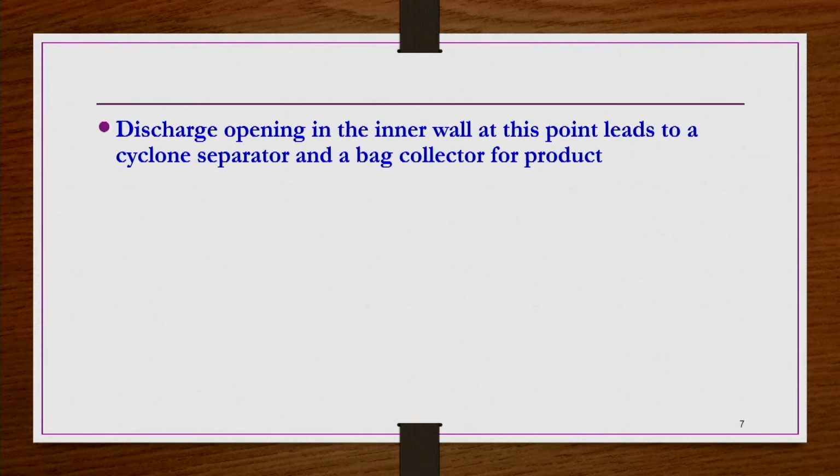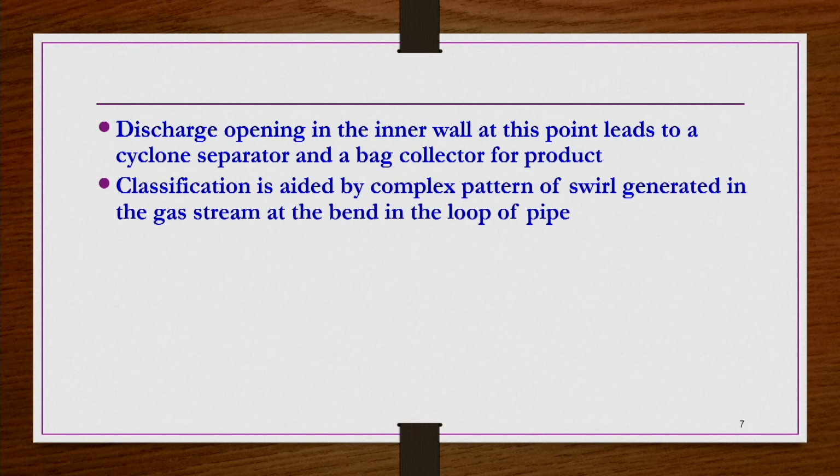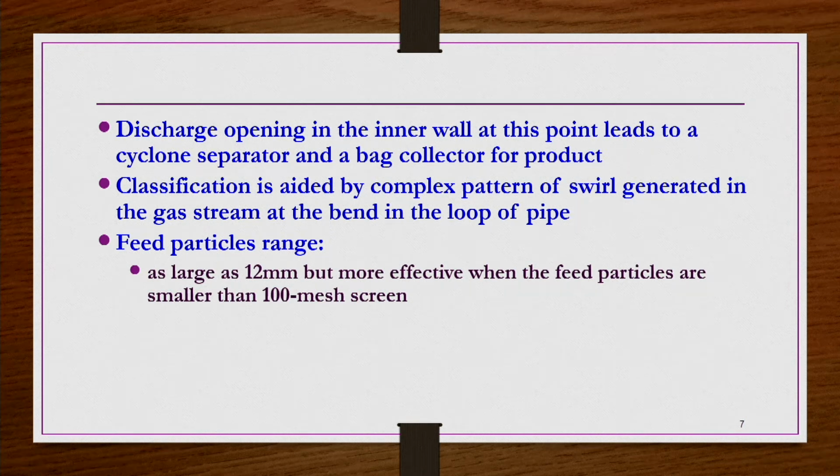Discharge opening in the inner wall at this point leads to a cyclone separator and a bag collector for product, as explained. Classification is aided by the complex pattern of swirl generated in the gas stream at the bend in the loop of pipe. It can handle feed particles as large as 12 mm, but it has been found that the fluid energy mill works effectively when the feed particle size is smaller than 100 mesh screen.